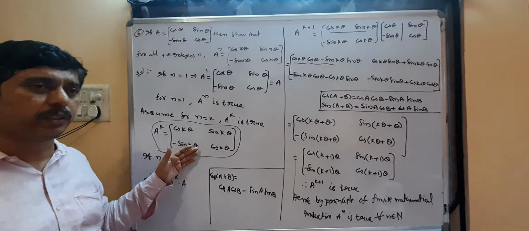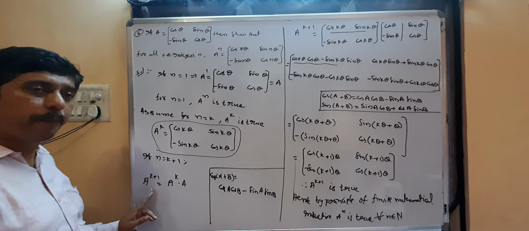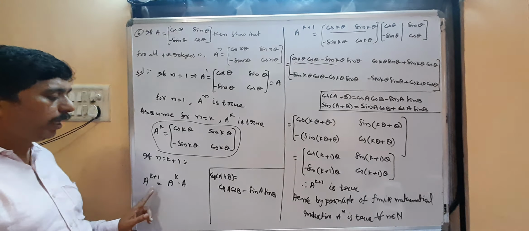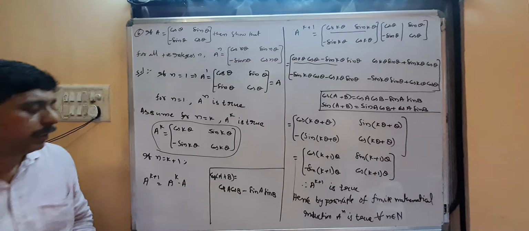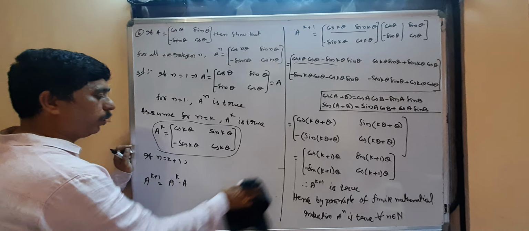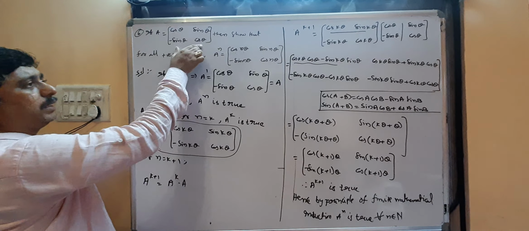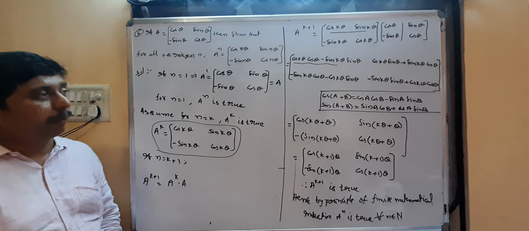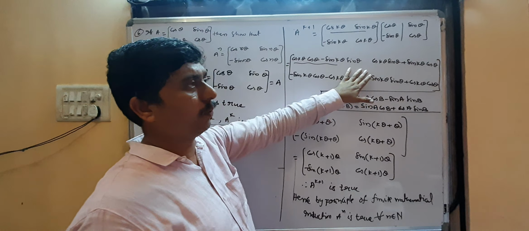After assuming a power k, to prove for a power k plus 1, we consider a power k plus 1. a power m plus n means a power m into a power n. So already a power k matrix, this is the matrix a power k. A matrix is this one. Both you have to substitute and multiply. Row into column you have to multiply, we get this one.